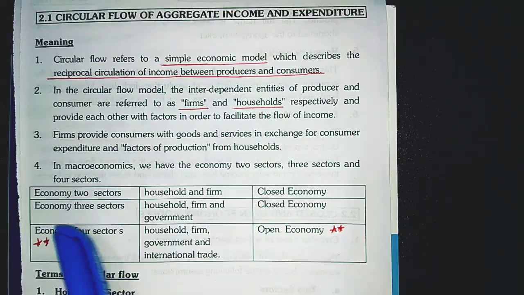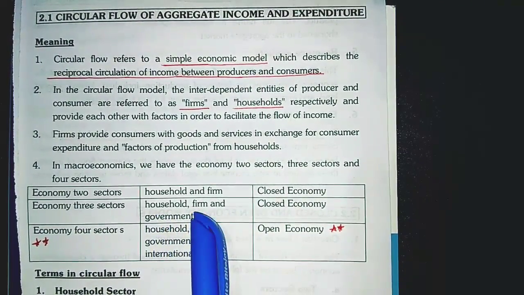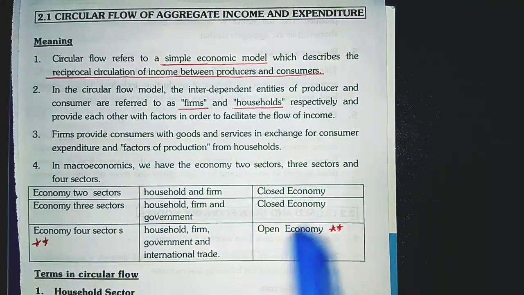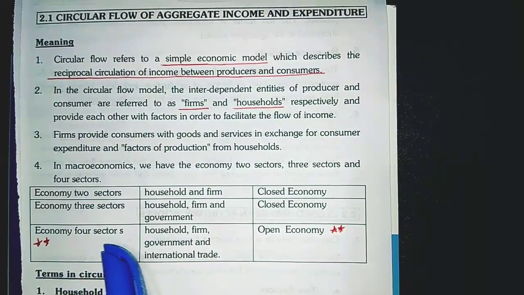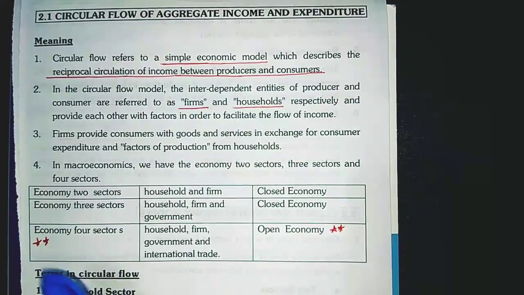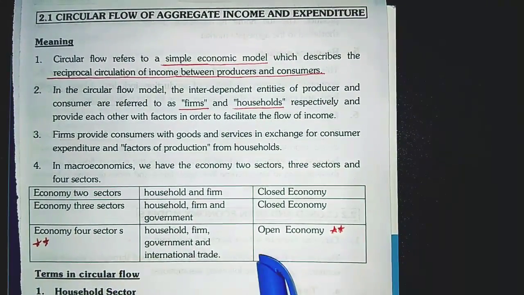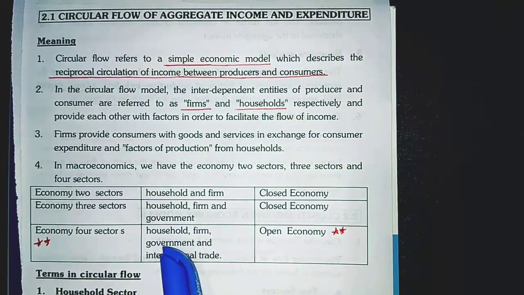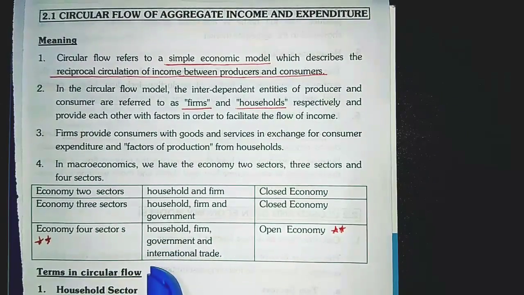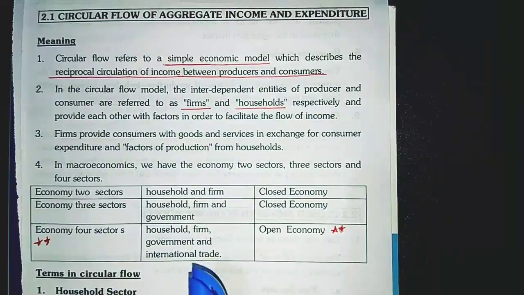Then we are having the economy of three sectors. So there will be three entities, household, firm and the government. It is also the closed economy. Now the next one is the economy of four sectors. I have put a star mark over here because the first two are closed economies, but the economy of four sectors is the open economy. In this there will be four entities, household, firm, government, and the additional one is international trade.